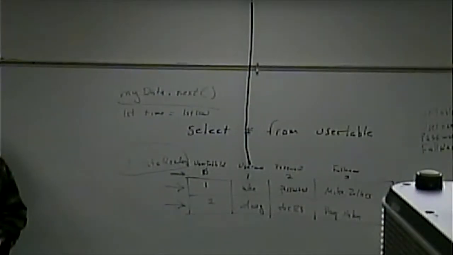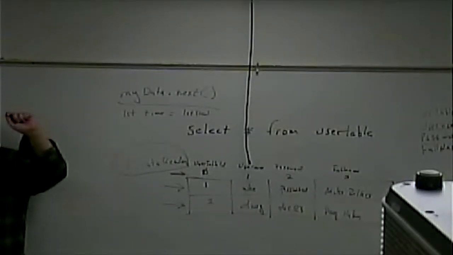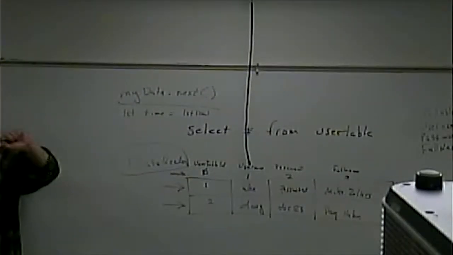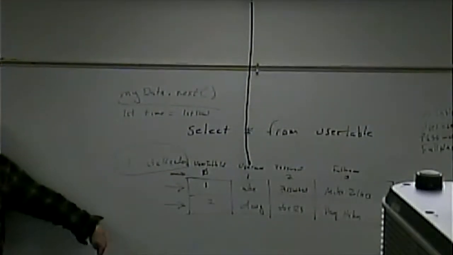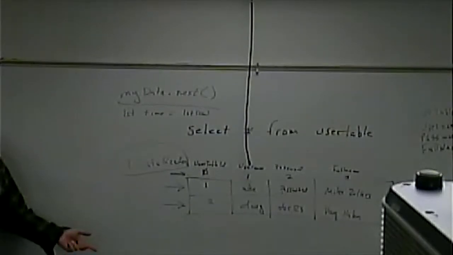Gives me my third row. Fourth time gives me the fourth row. Alright, how do I know when I'm done? How do I know when there's no more data left? Because in this case there's two rows. So if I did next a third time, there isn't a third row, so it's not going to find anything. In this case, there's only two rows that are going to be returned.